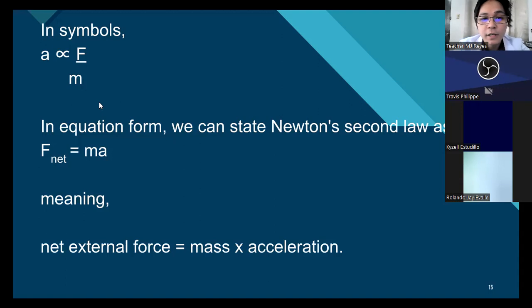In equation form, we can state the second law of motion by Newton as net external force is equal to mass times acceleration, because again, there is a relationship between mass and acceleration. Okay, this is the formula: net force, or external net force, is equal to mass times acceleration. That explains the second law of motion by Newton, which is the law of acceleration.